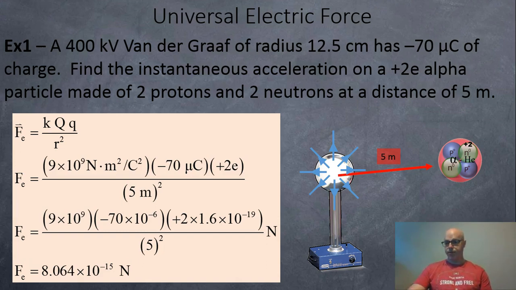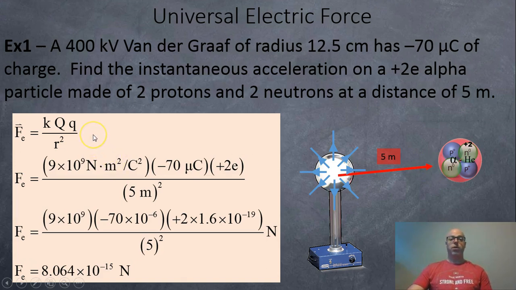So here's our alpha particle. Alpha particles are just helium nuclei, so that's 2 protons and 2 neutrons. It has an atomic mass of 4 and an atomic number, the number of protons, of 2. So what we're going to find out is the acceleration at this distance.